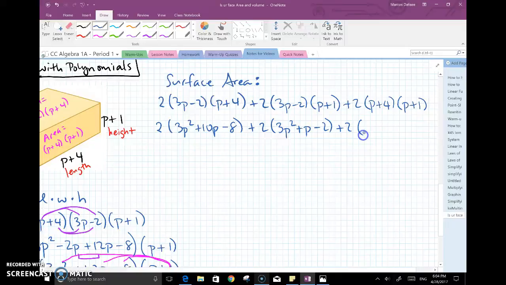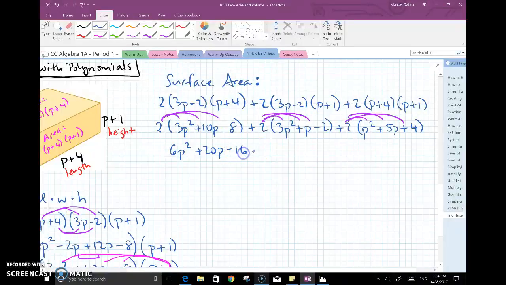Plus 2 times, this will be p squared plus 5p plus 4. Now, when I multiply the 2 inside, I'm going to get something that I can finally combine all together. So multiplying the 2 inside, okay, distributing that 2, what I get is the following. I get 6p to the second power plus 20p minus 16. Over here, 6p to the second power plus 2p minus 4. Over here, 2p to the second power plus 10p plus 8.